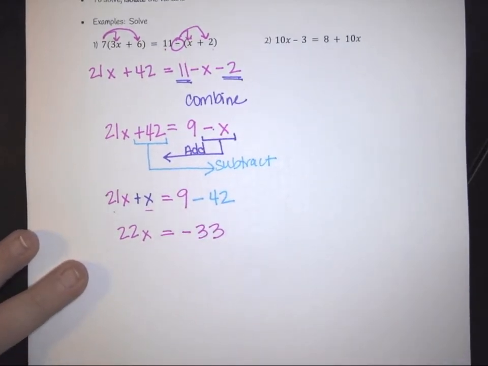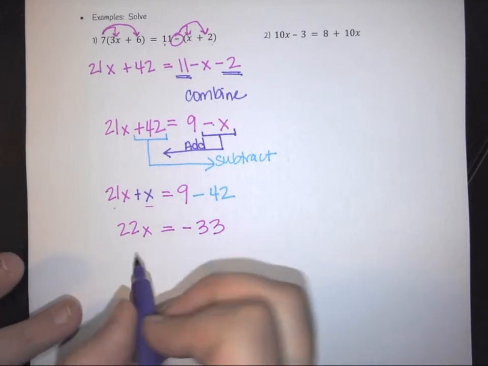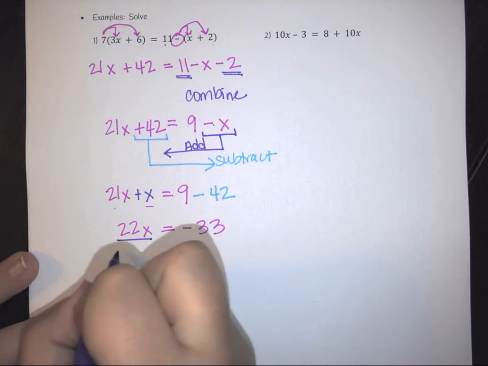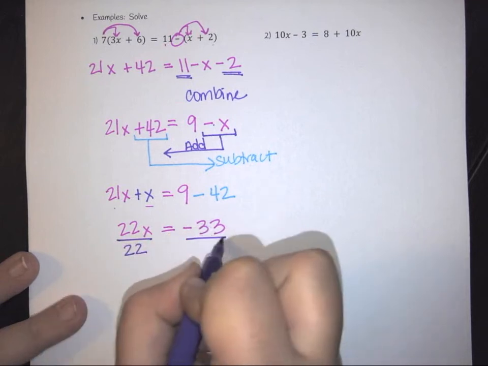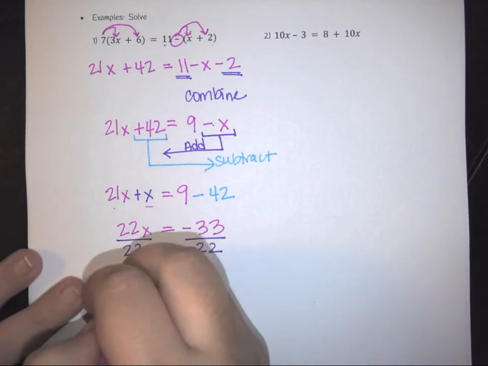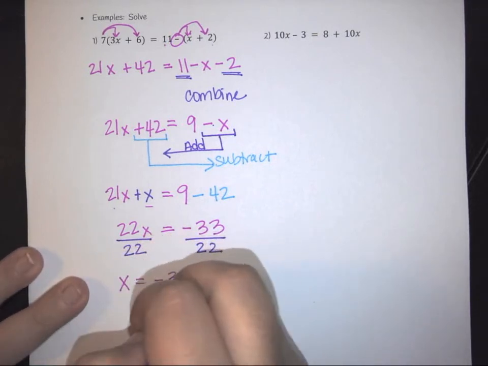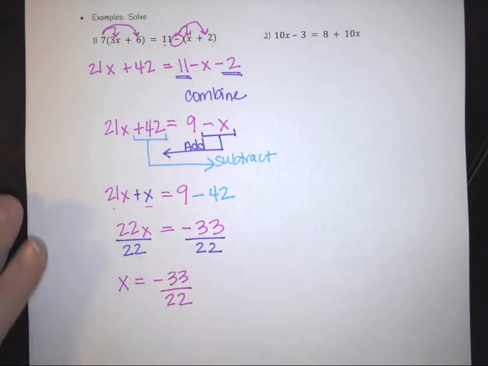Now the last thing we need to do is get x completely by itself, which means here I need to go ahead and divide both sides by that 22, thus giving me that x is equal to my negative 33 over 22.